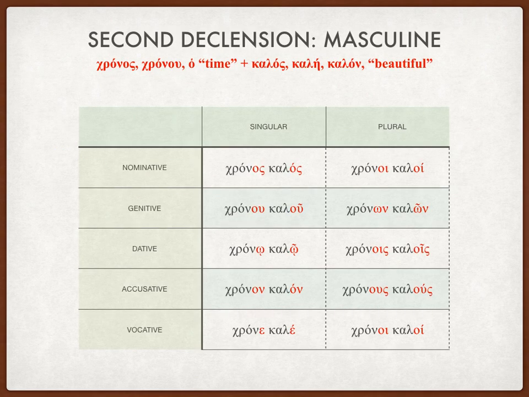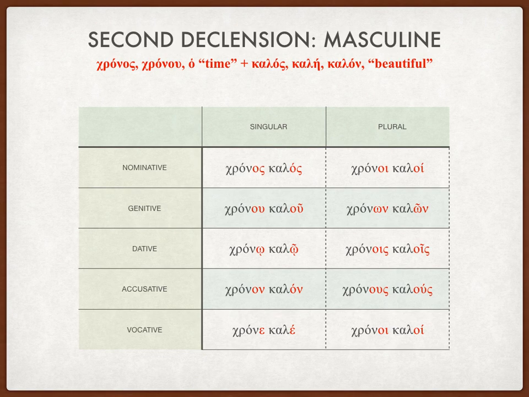So, let me give you an example here of matching an adjective to a noun following this system that you saw for masculine nouns. Let's match one random noun, chronos, chronou, ho, which is time, with the adjective kalos, kale, kalon, beautiful. Adjectives usually have multiple endings to them in your dictionary because they can go between different genders. We don't really need to worry about this too much today.